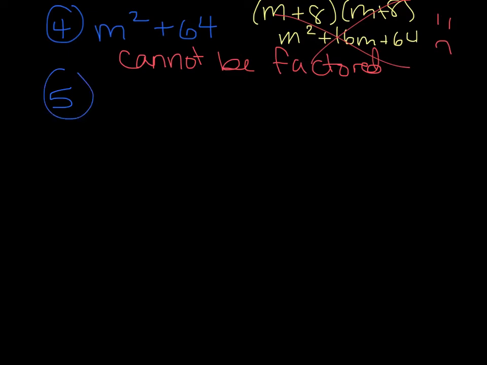So there's one more type of problem I want to give you before we move on to the second case that we could have. So this type, I have 2x squared minus 200.